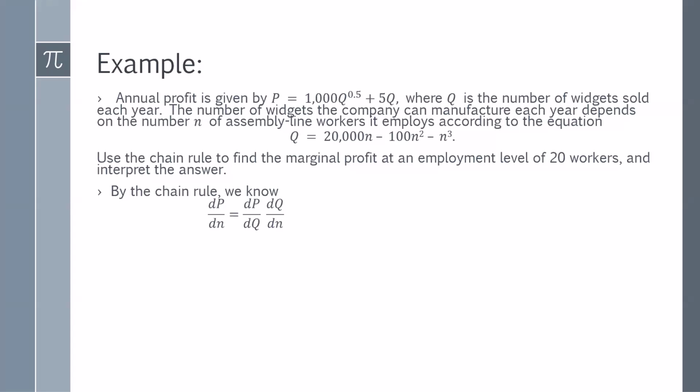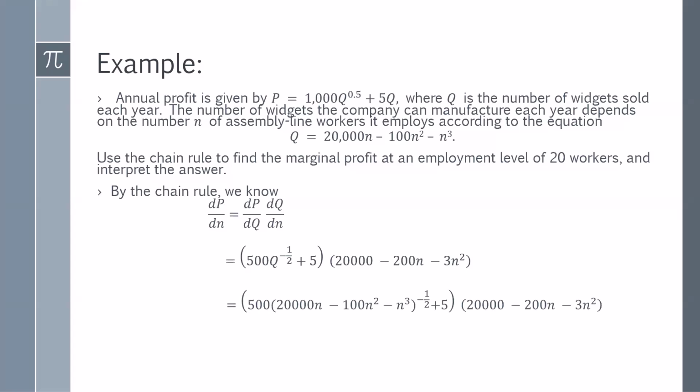The chain rule tells us that dP dn should be dP dq times dq dn. dP dq is equal to 500 q to the negative a half plus 5. dq dn is 20,000 minus 200n minus 3n squared.